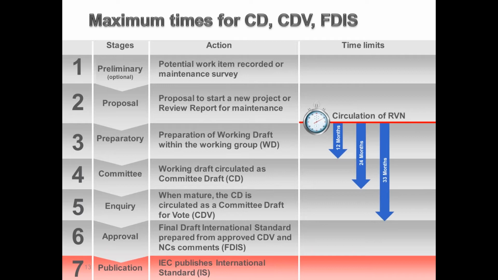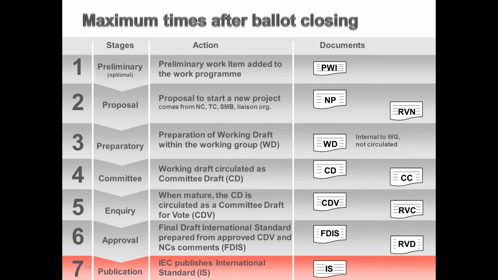There is another set of limits, which are time limits to circulate the results of votes. Following the NP, there is a time limit of 4 weeks to circulate the RVN. There is a time limit of 4 weeks following the CD to circulate the compilation of comments. Following the CDV, there is a time limit of 12 weeks to circulate the RVC, and following the FDIS, there is a time limit of 2 weeks to circulate the RVD, but the RVD is automatically circulated by the central office.